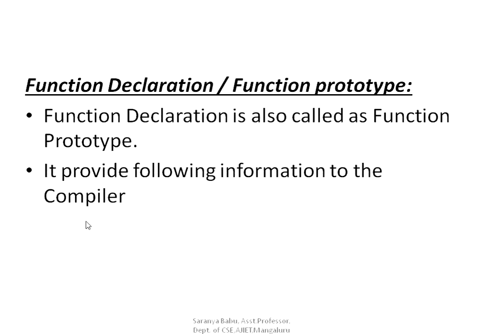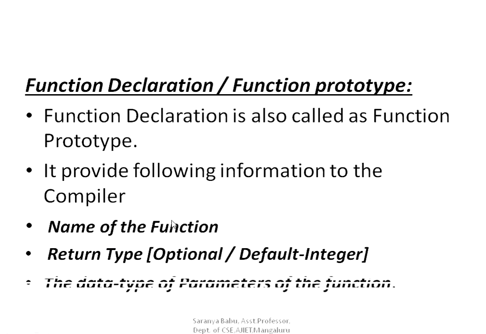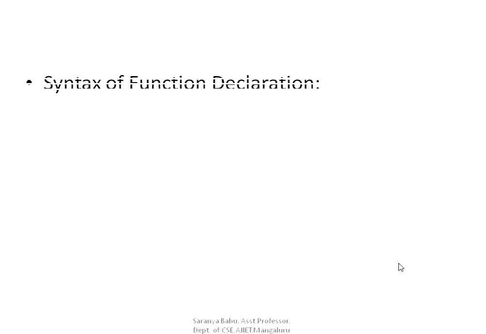It provides the following information to the compiler: the name of the function, the return type, which we write in terms of data type only, and then the data type of the parameters of the function. I'll give you an example. These are the 3 things that come under function declaration: name of the function, return type and data type of parameters.